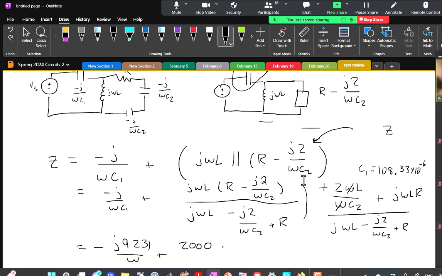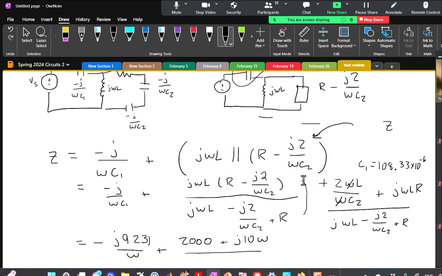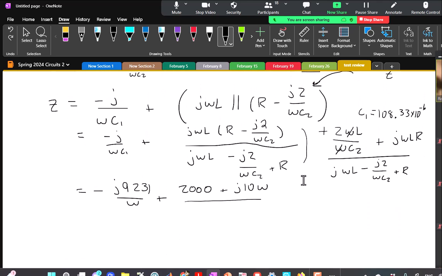Plus j10 omega, when you plug in for L and R, over j times 0.2 omega minus j times what ends up being 10,000 over omega plus 50.